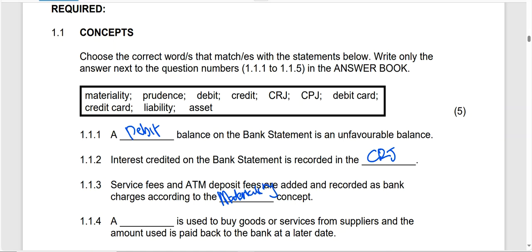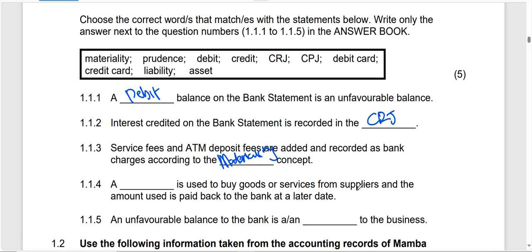Okay, and then the next one says that this particular thing is used to buy goods and services from a supplier, and the amount used is paid back to the bank at a later stage. Now remember, if I use a credit card, I will have to pay the bank at a later stage because I would have bought using their funds. So once I use their funds, not mine, they expect me at a later stage to pay them. So that is what we call a credit card. It allows you to buy now using the funds of the bank and then pay the bank at a later stage.